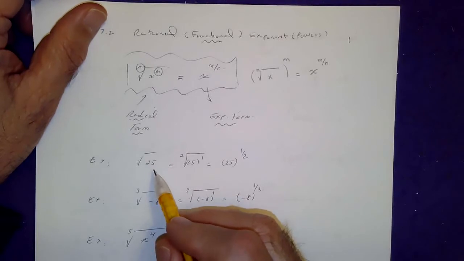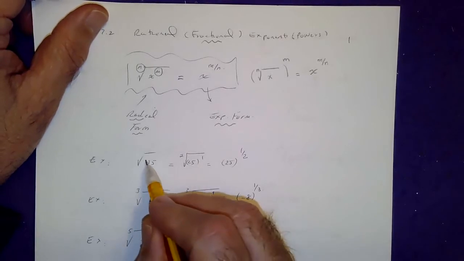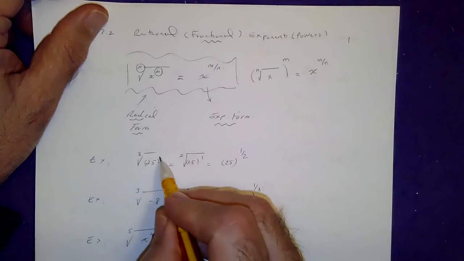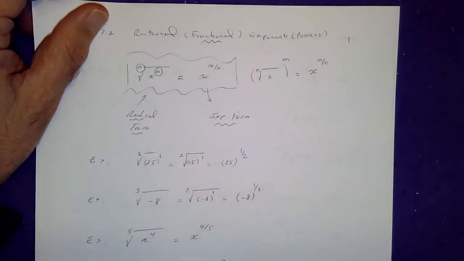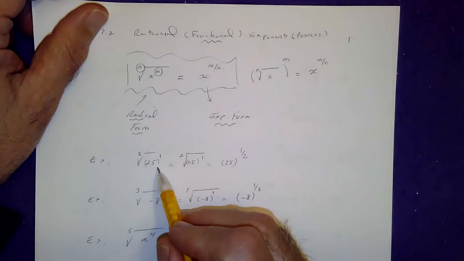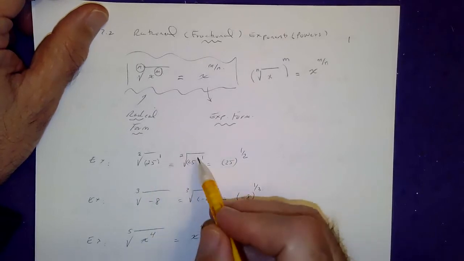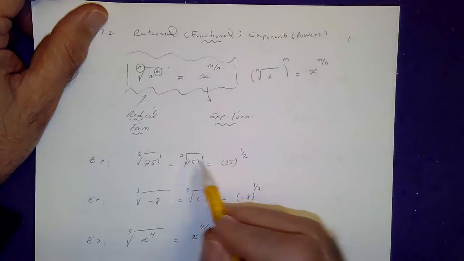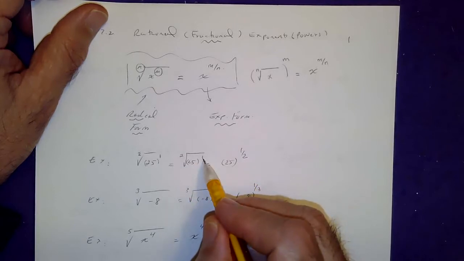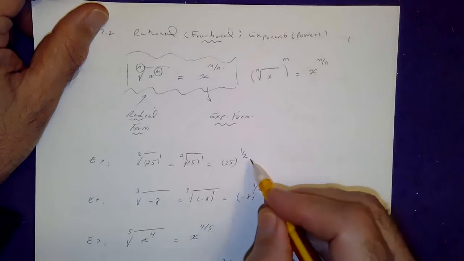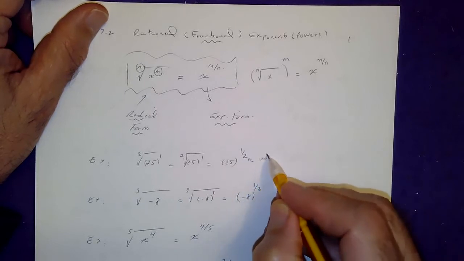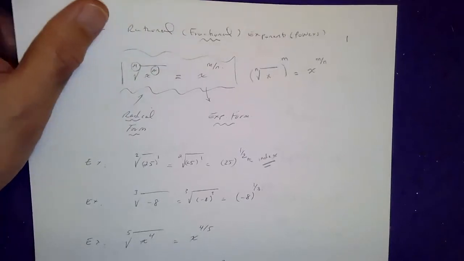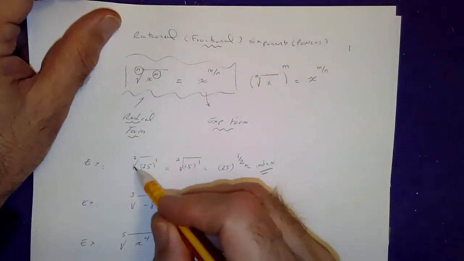So if I have a square root of 25, remember, there is a 2 here you don't see, there is a 1 here you don't see. So the square root of 25 is like 25 to the power of 1 over 2. The power of the radicand divided by the index. So the denominator is always the index, the number which is inside the V shape.